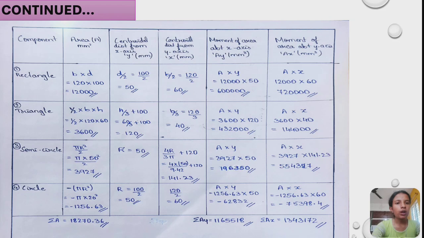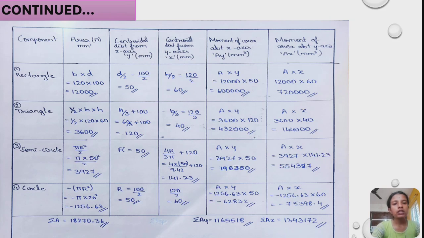Moment of area about x-axis, that is ay, for triangle is given by area, that is 3,600, into y, that is 120, gives 4,32,000. Moment of area about y-axis, that is ax, for triangle is given by 3,600 into 40, that is 1,44,000.